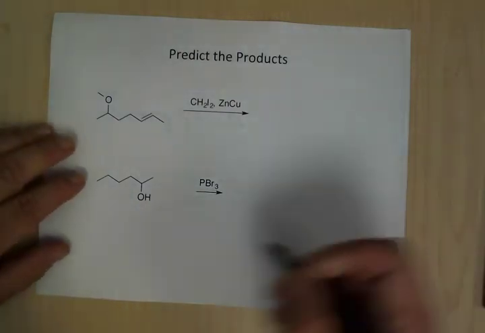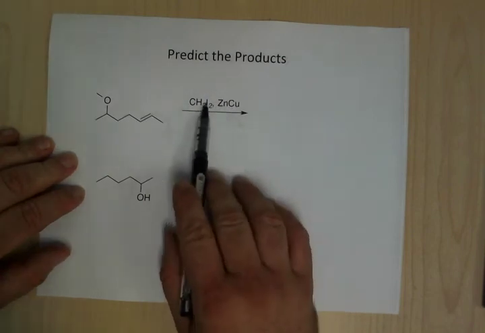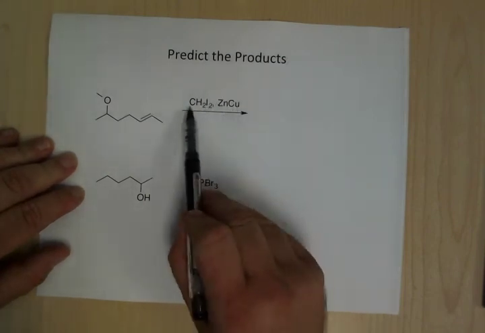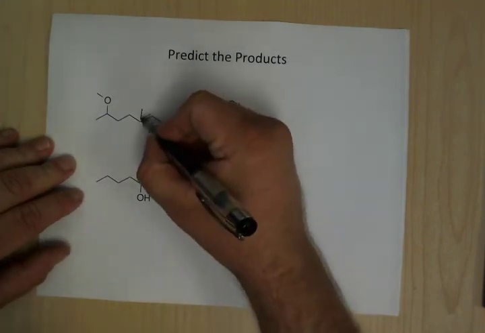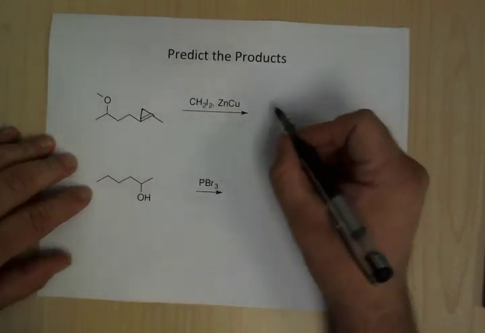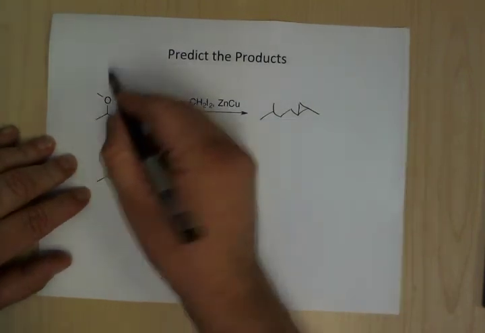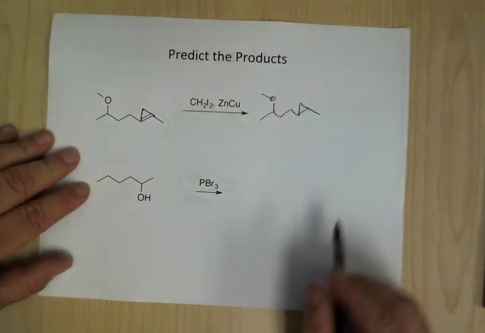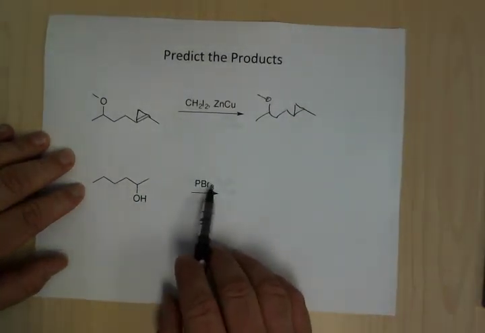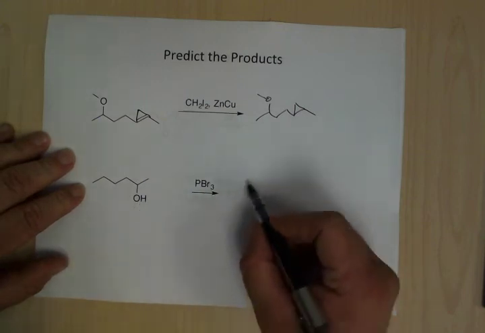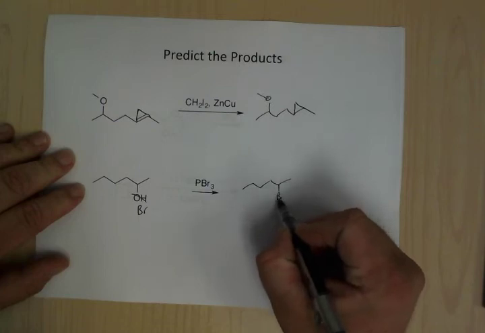Okay, so here, to predict the product, you've got the Simmons-Smith, so CH2I2, zinc copper amalgam. You're going to make a cyclopropane right where that alkene is, and this is just a side chain, so you end up making that. PBr3 again. We're going to swap an OH for a Br, so we're going to put the Br here.